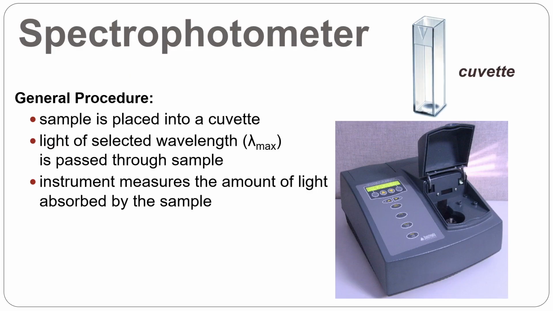There's a little diamond or triangle there on this to show that's the clear side that the light should pass through. You're going to place the sample in the cuvette, and you're going to put that into the spectrophotometer so that the light passes through it, and the spectrophotometer, the instrument, is going to measure how much was absorbed.